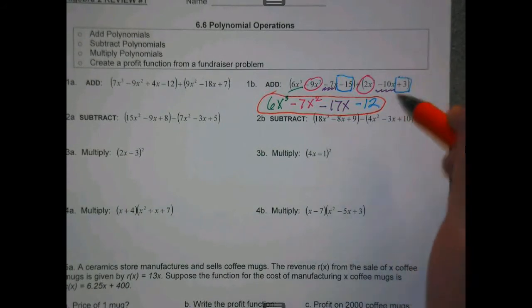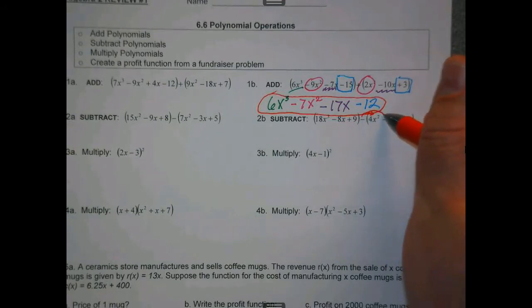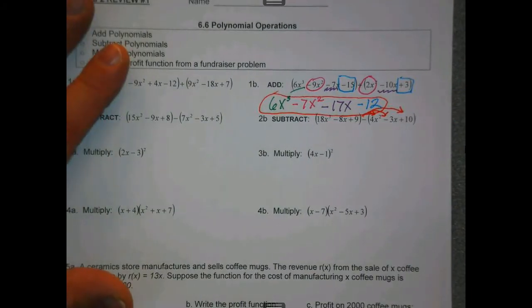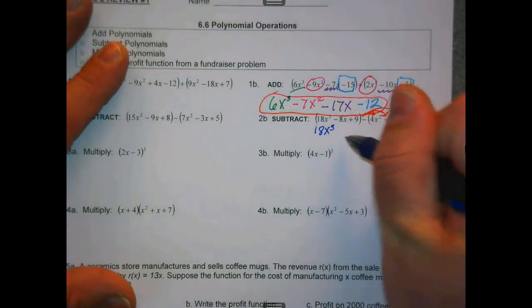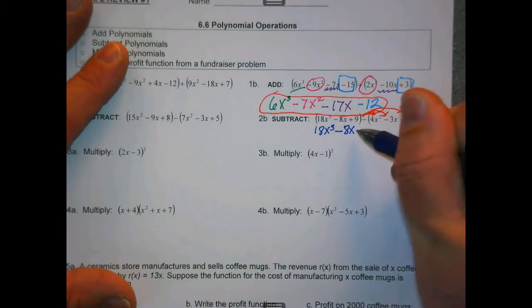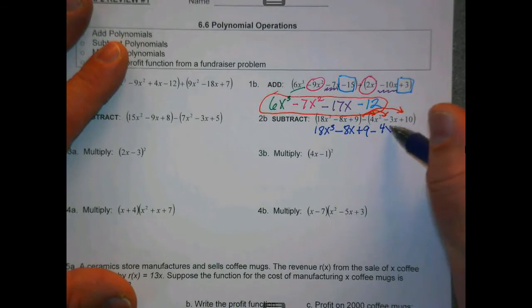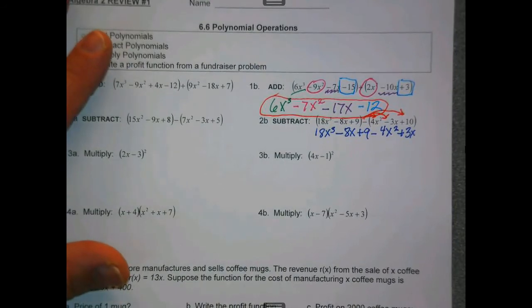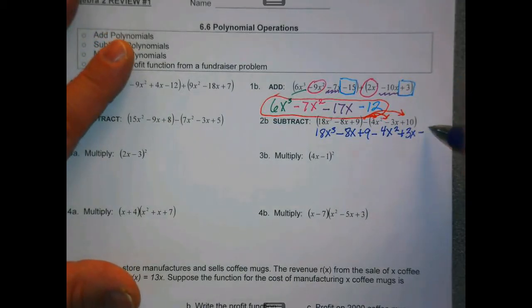I have a minus sign in front of the parentheses. Distribute or distribute. Now it stays the same: 18x cubed minus 8x plus 9 minus 4x squared plus 3x minus 10.